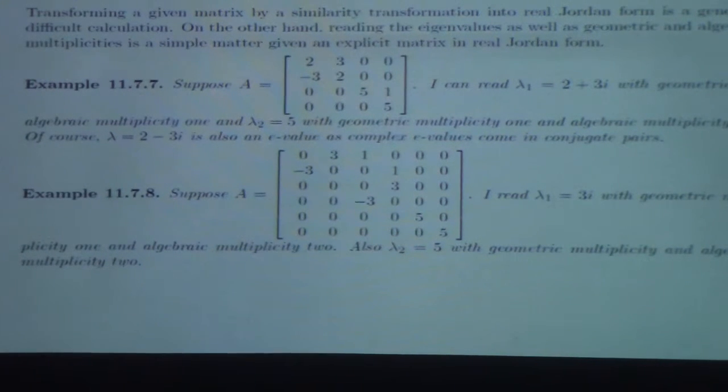So anyway, if you're already given a matrix in Jordan form, once you understand the theorems I'm telling you, it's pretty easy to read off the eigenvalues and the geometric and algebraic multiplicities, as well as other things like the characteristic polynomial, the minimal polynomial, all of these fun things. So that's it.